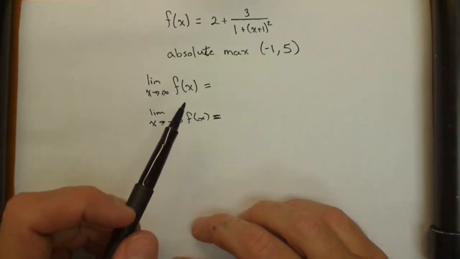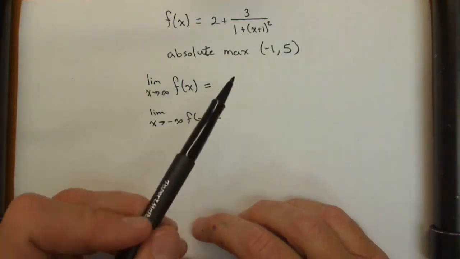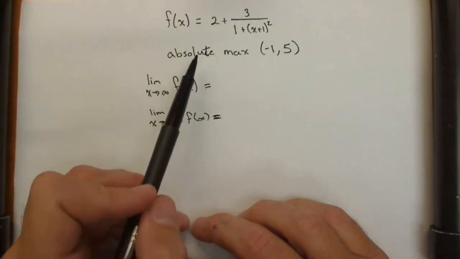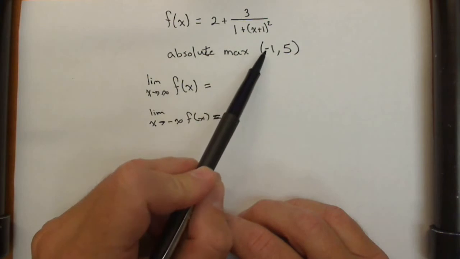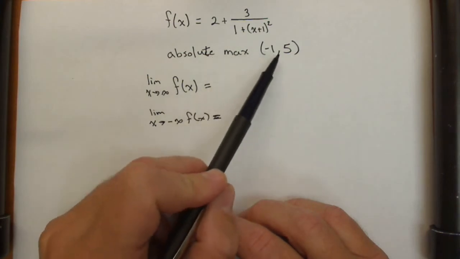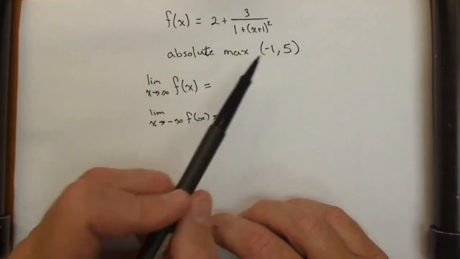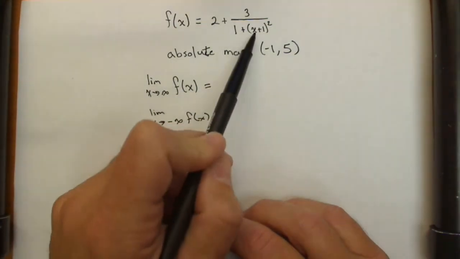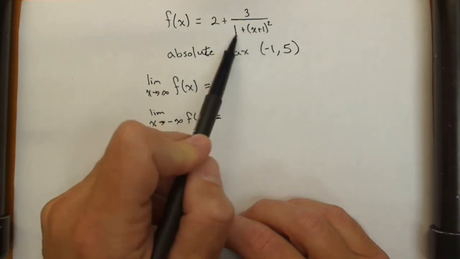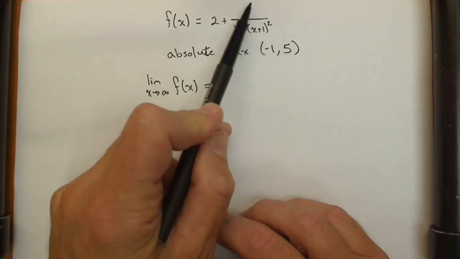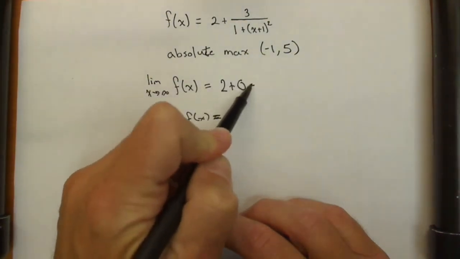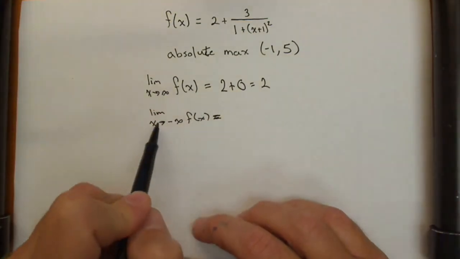So for preview activity part D, we're going to be looking at the limits as x approaches positive or negative infinity. Now we found that it had a critical value at -1, and therefore it had an absolute max at the point (-1, 5). So we're going to take the limit as x goes to infinity of f of x. Well, if x goes to infinity, this whole piece goes to infinity, which means the whole denominator goes to infinity. That's going to pull this whole piece to 0, so we get 2 plus 0, or 2.